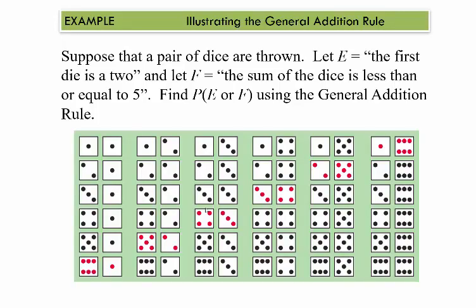All right, let me give you an example. Suppose that a pair of dice are thrown. We're going to let E be the event that the first die is 2, and we're going to let F be the event that the sum of the dice is less than or equal to 5.